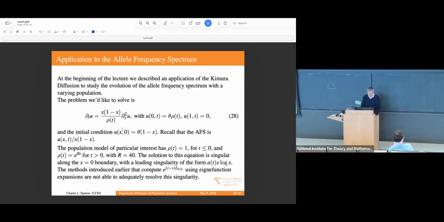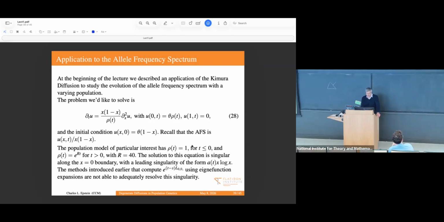Now, for the population model of interest, rho of t is imagined to be 1 for all negative times. And this is where the initial data comes from. What you imagine is the population was fixed up to some fixed time, and you've reached the stationary distribution, which is theta times (1 minus x). Then the population starts to grow exponentially. So rho of t becomes e to the rt. And r in this case is 40. So it's growing pretty fast.